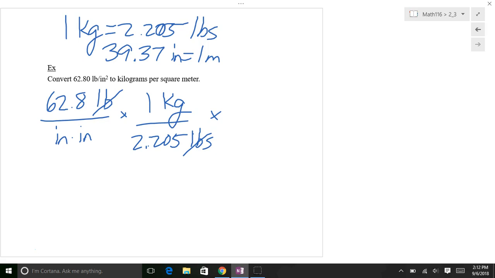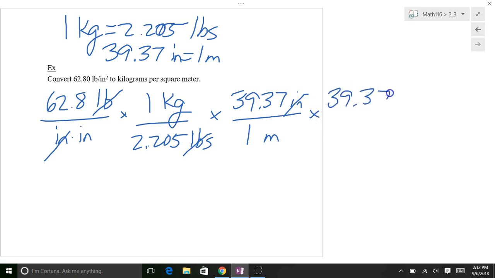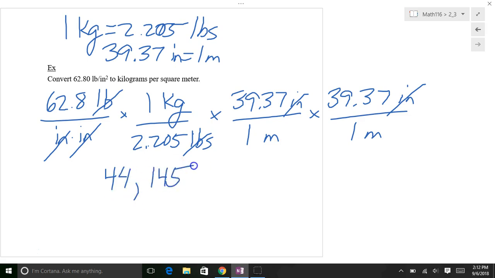Let's take care of each of those inches. There's 39.37 inches per 1 meter. One of those inches is gone. Do it again to take care of the other one: 39.37 inches per meter. The other inches are gone. So now I have 62.8 times 1 times 39.37 times 39.37, all divided by, and all I have on the bottom is 2.205. So it looks like this will be 44,145.036 kilograms per square meter.